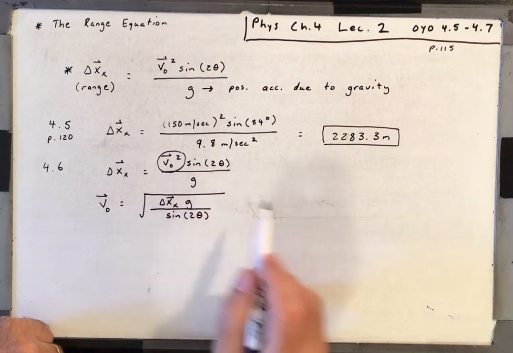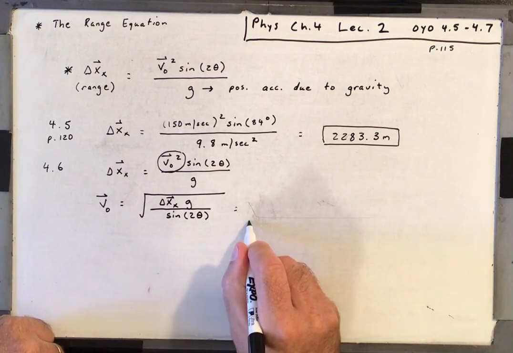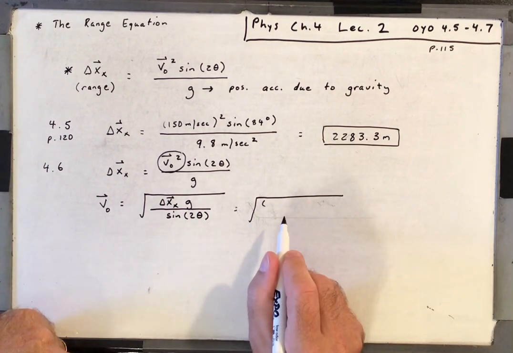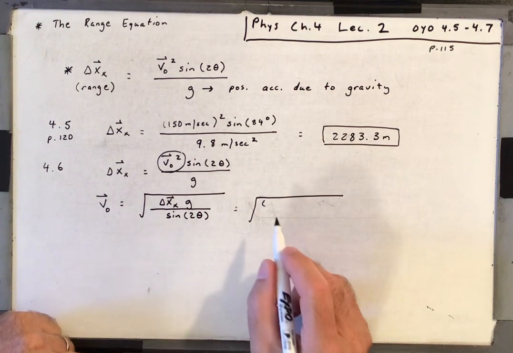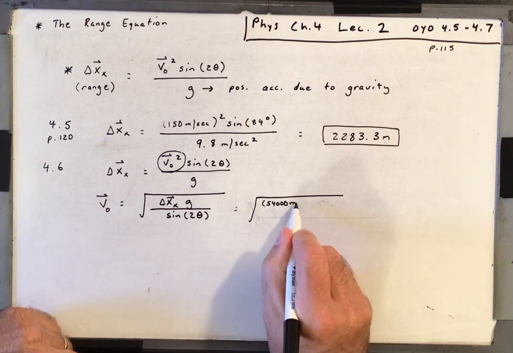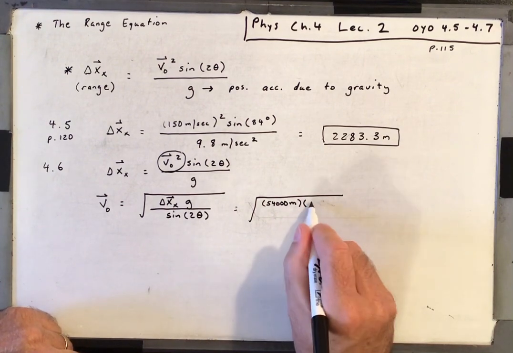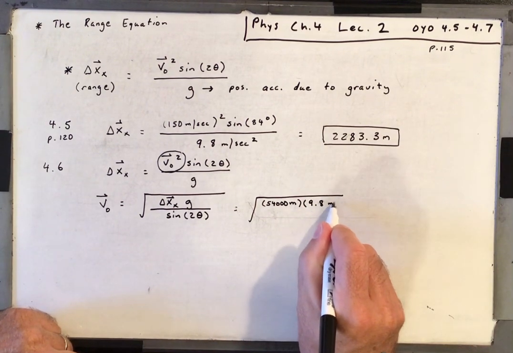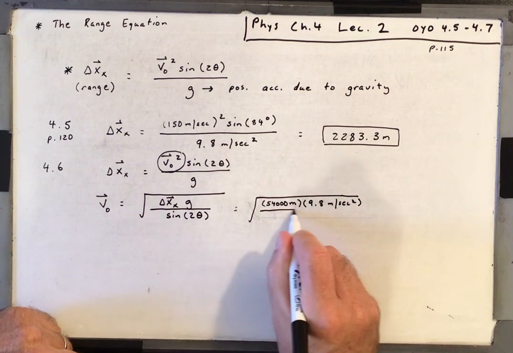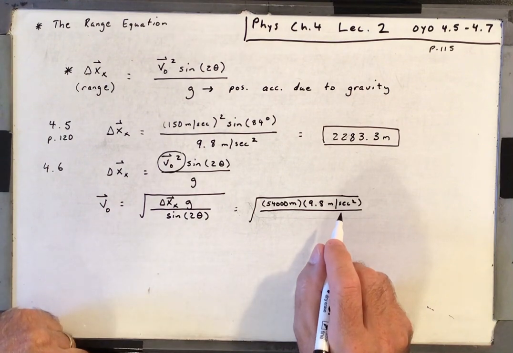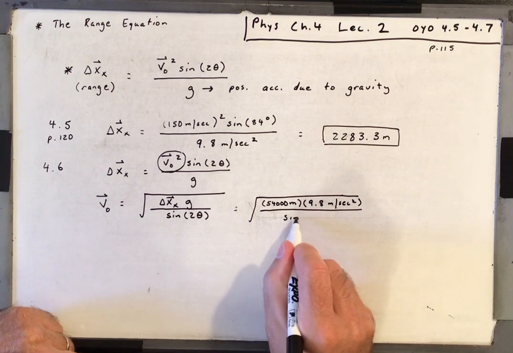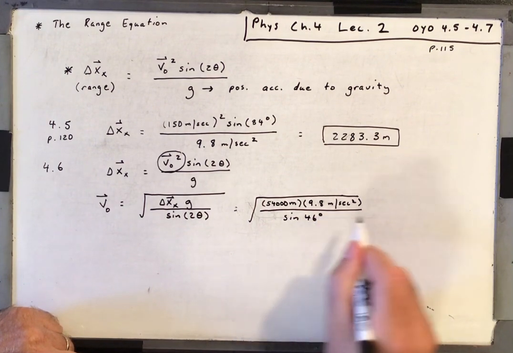And then we have to take the square root of that whole thing. So now it's just a matter of plugging in numbers. Okay, we want the range to be 54,000 meters. You can do it in scientific notation if you want. Gravity would be 9.8. Our angle is 23 degrees, so twice that would be 46 degrees. So sine of 46 degrees.